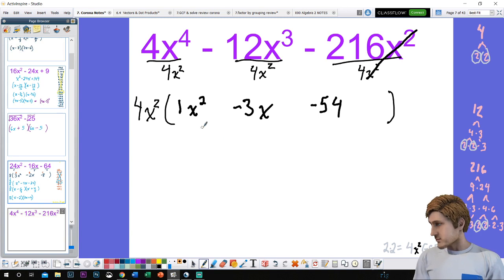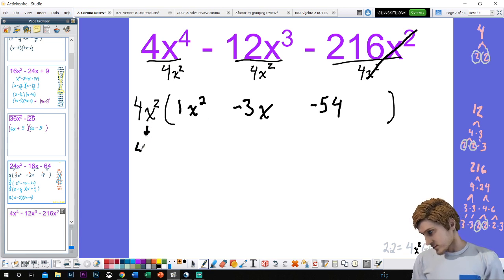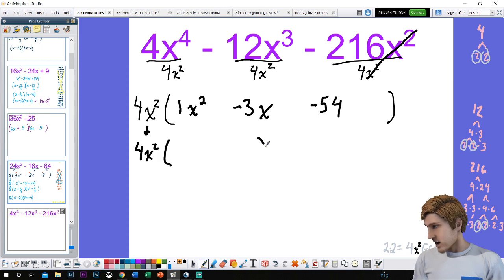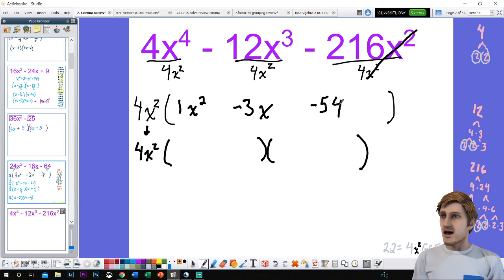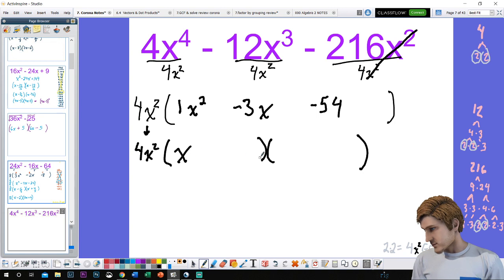Now it looks like I am ready to go. Now I'm ready for my California, and look, as luck would have it, this is a 1, so that makes life easy. 1 times negative 54 is still negative 54, so that won't change. I'm going to copy down my 4x squared. And now, since I don't have to change it, because 1 times negative 54 was negative 54, it doesn't change at all, I know that this is an x and this is an x.